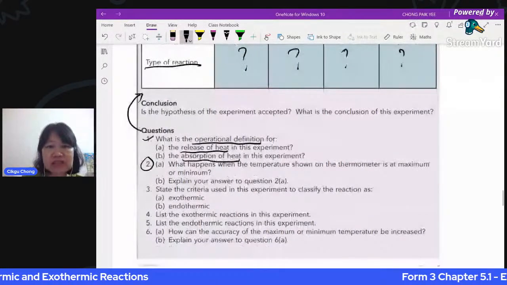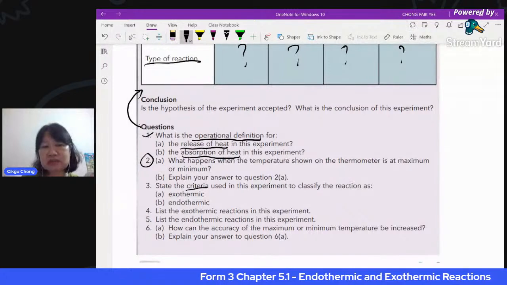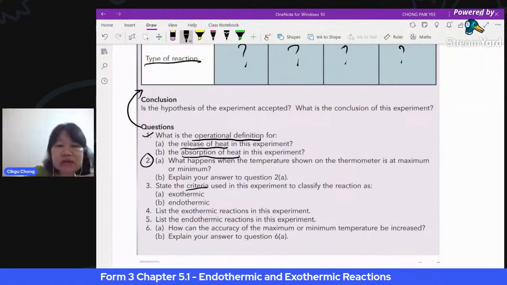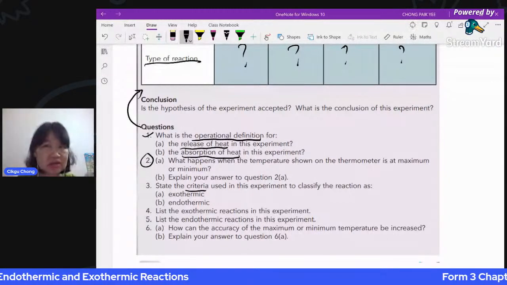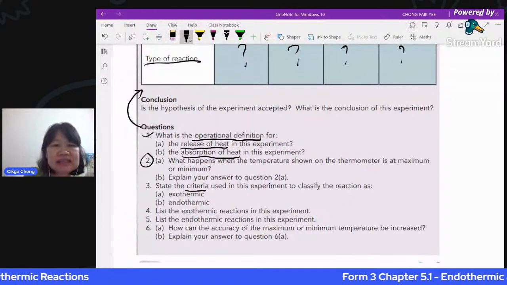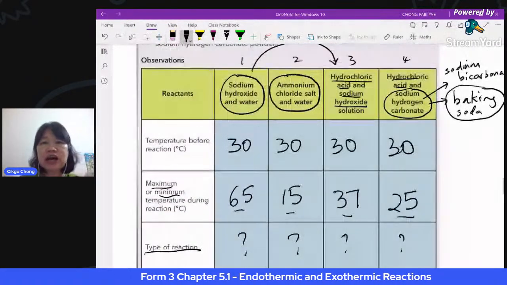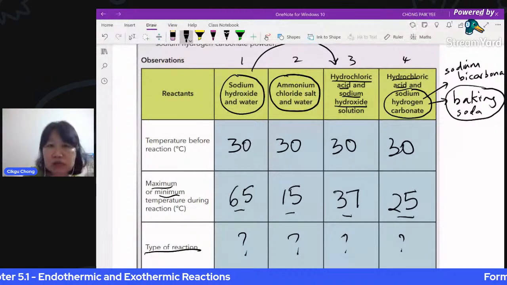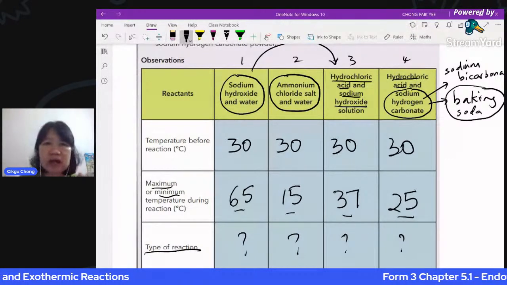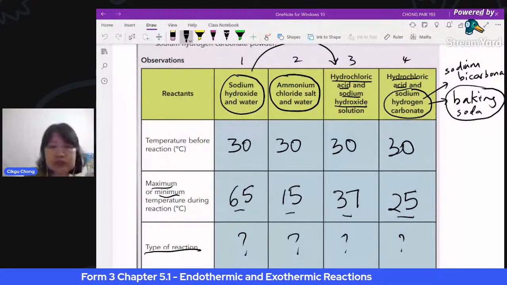State the criteria used to classify. What is the criteria? How do you know it's exothermic or endothermic? Whether it will release heat or absorb heat. I'm giving you the clue already. List the exothermic reactions. From here, there are 4. Which are the endothermic reactions? You must write the reaction between sodium hydroxide and water, or the reaction between ammonium chloride salt and water. So you write these names. Classify them: which is endothermic, which is exothermic.